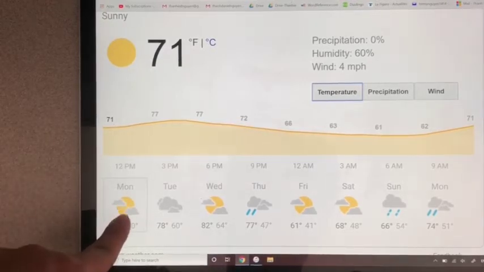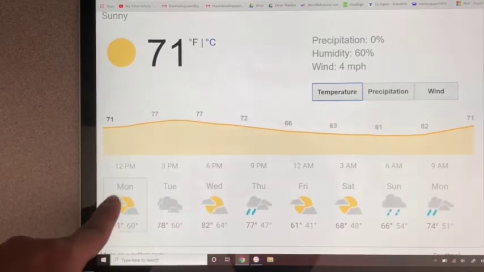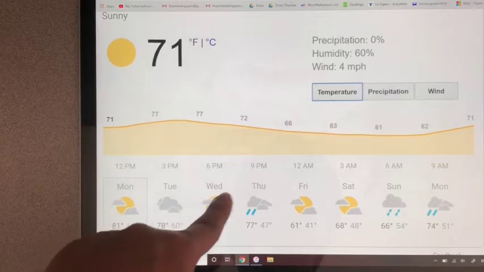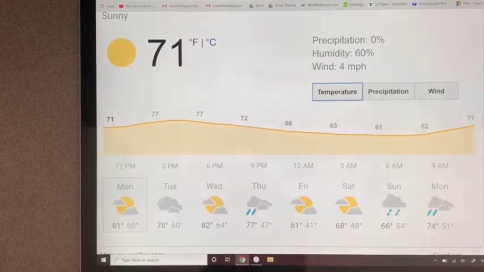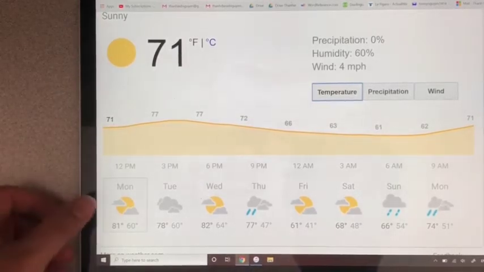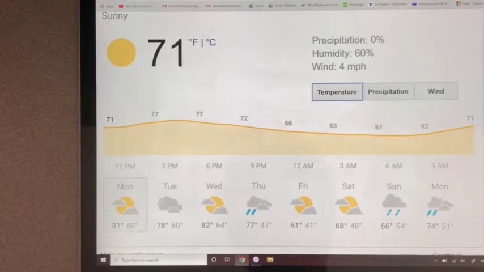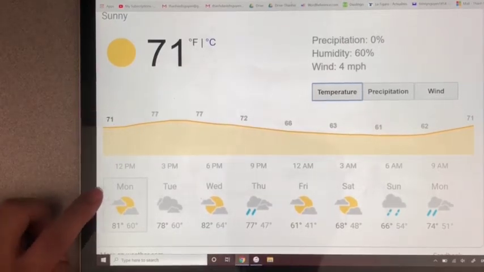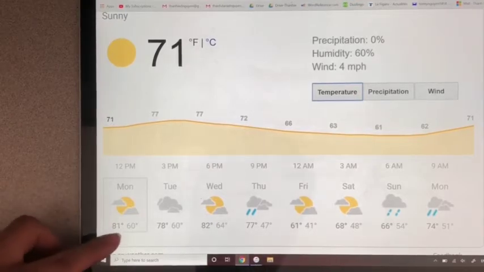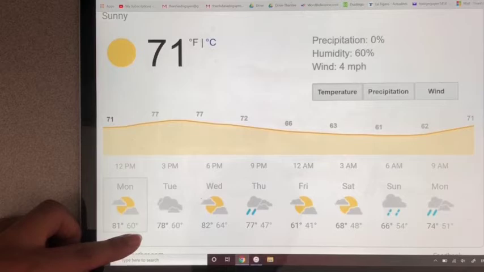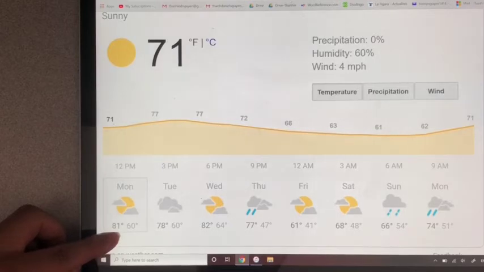Okay, and at the bottom we have the days, the weather for the days. Monday, Tuesday, Wednesday, Thursday, Friday, Saturday, Sunday, and Monday of next week. So let's say today is Monday. What is the weather today? On Monday, what is the weather on Monday? On Monday, the weather is partly cloudy. At the bottom, we have the high temperature and the low temperature. So on Monday, the temperature is from 60 to 81 degrees.